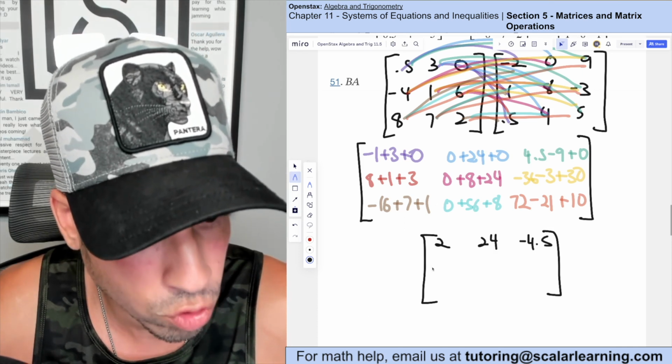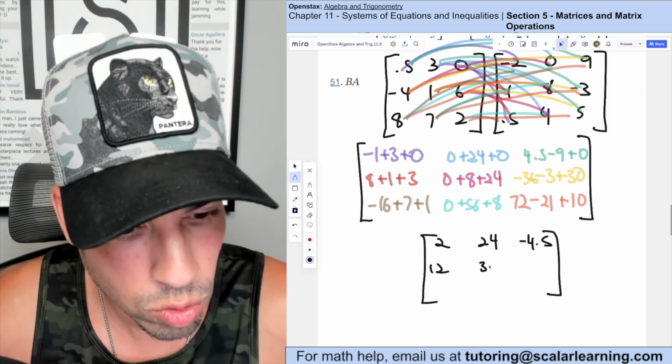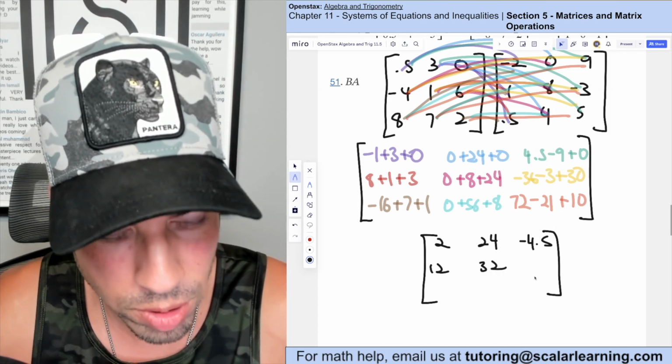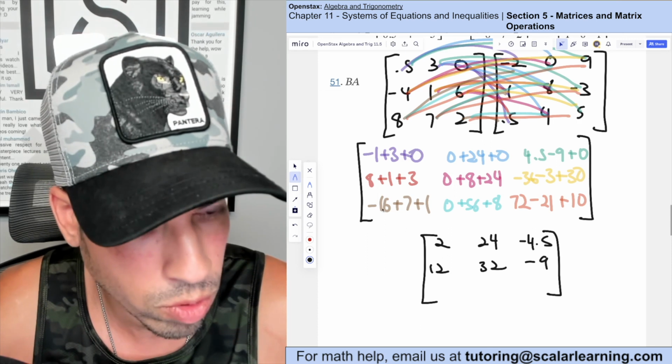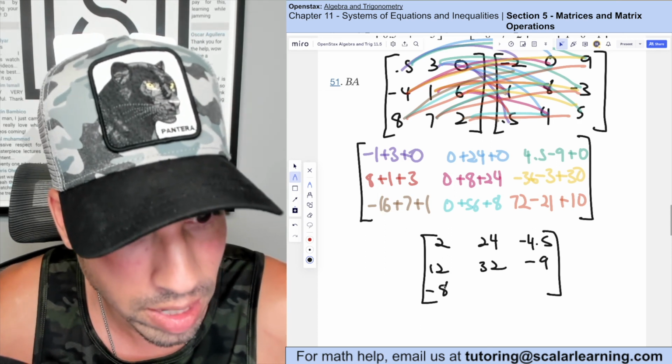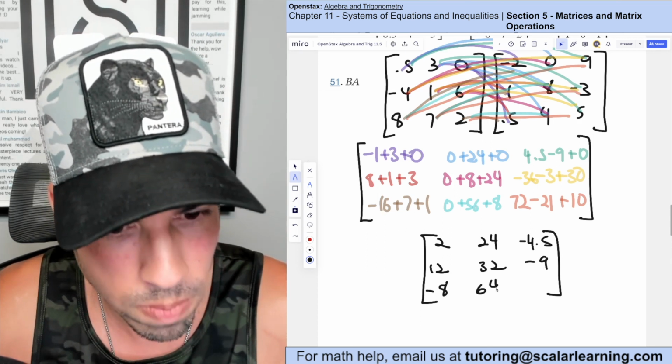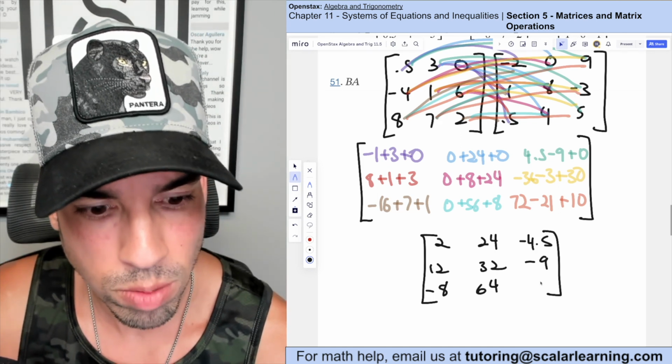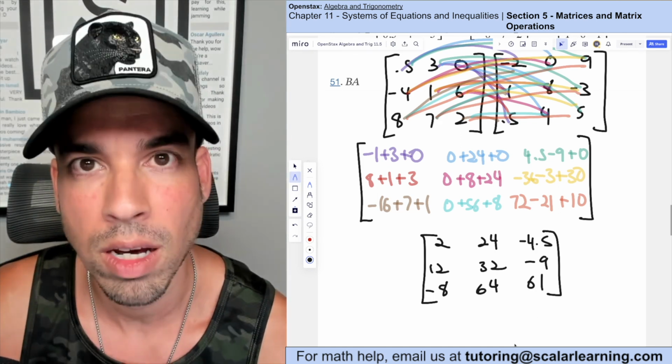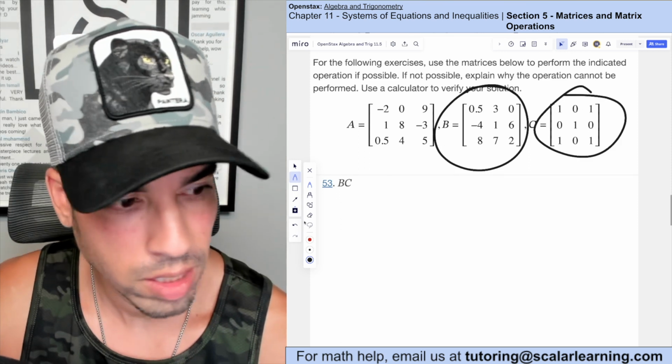Here we got 8, 9, 12, 32, and negative 36, negative 39, plus 30 is negative 9. Last row, negative 16 plus 8 is negative 8. 56 plus 8 is 64. And then 72 minus 21 is 51, plus 10 is 61. Boom, done. For this one, we're doing b times c, so let's write that out.